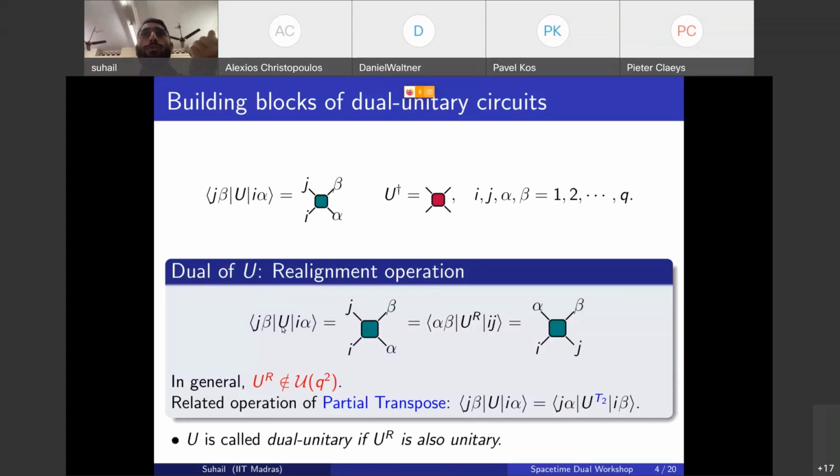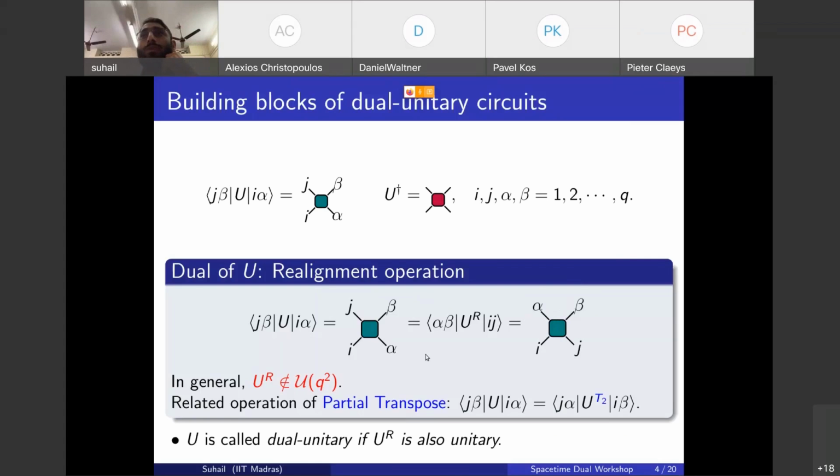So we define a dual of U, of a bipartite gate with input legs i alpha, j beta, where we interchange these two indices, alpha and j. So I'm using the notation used in quantum information theory, where one has Latin and Greek indices for the first and second subsystem, and it makes sense also in this context. Now this realignment operation groups these two indices, ij. So this U_R takes ij as input and spits out alpha beta as output.